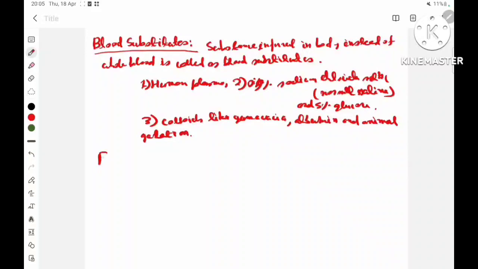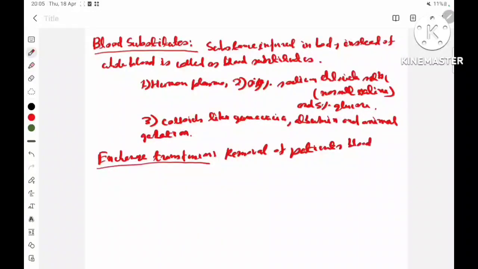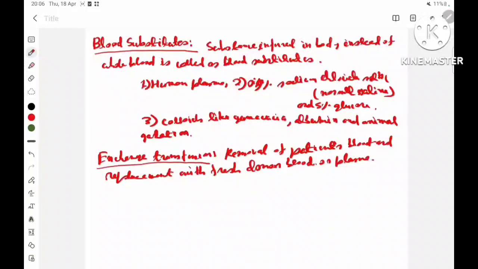Now what is exchange transfusion? Exchange transfusion is basically the procedure which involves removal of patient's blood and replacement with fresh donor blood or plasma. So it is also known as replacement transfusion.